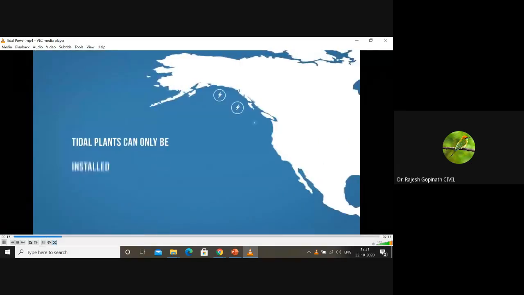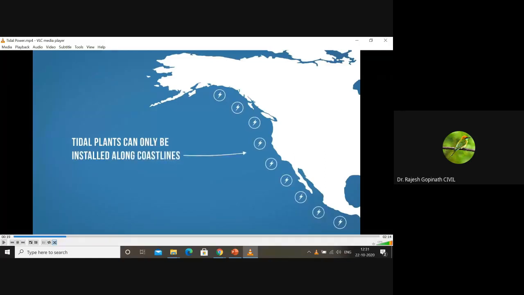Tidal plants can only be installed along coastlines.